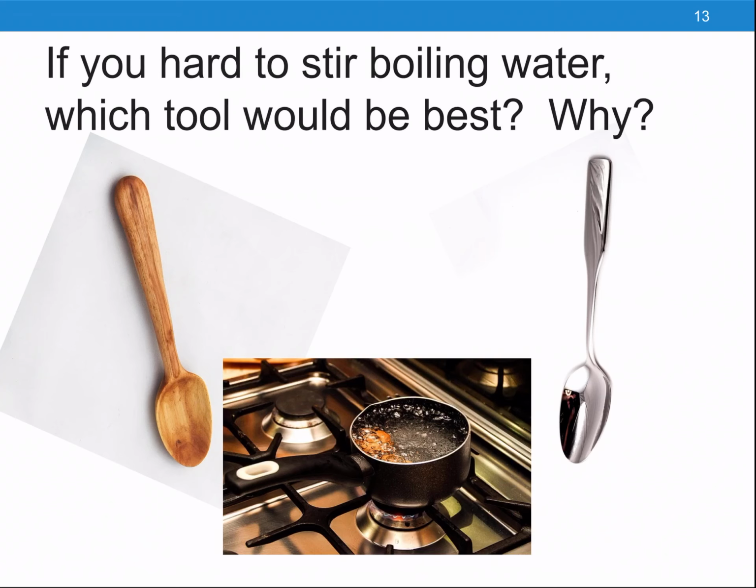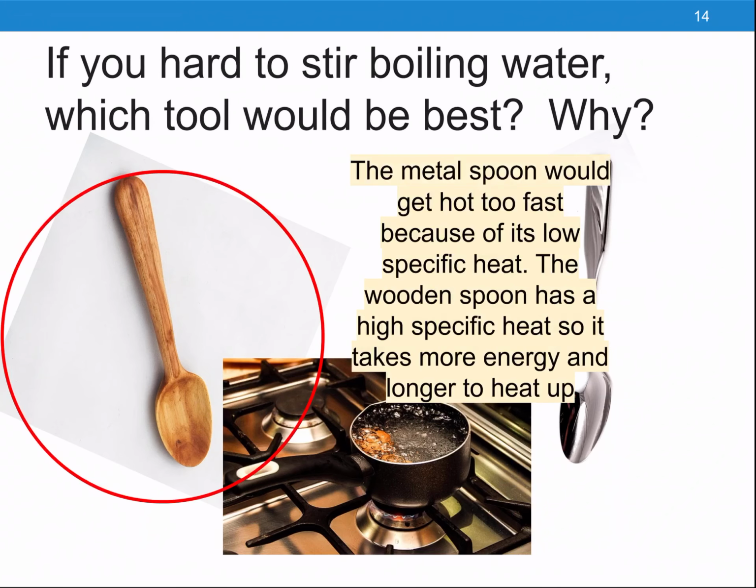All right, so I hope you guys picked the wooden spoon. Generally, big spoons in the kitchen, or at least in my kitchen, are either wood, or if there is a metal part, they have some type of rubber over it so that your hand doesn't get hot when you stick the spoon in hot substances. A metal spoon would get hot way too fast because of its low specific heat. It does not take much energy to increase its temperature versus the wood. It takes a lot of energy to increase the temperature of wood. Therefore, it's better in hot substances.